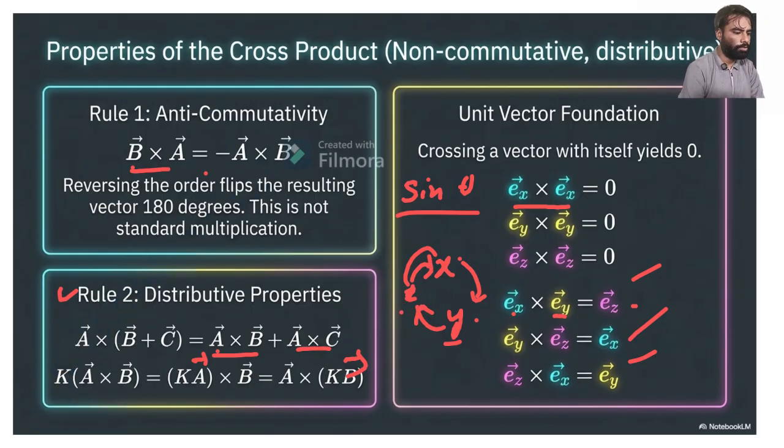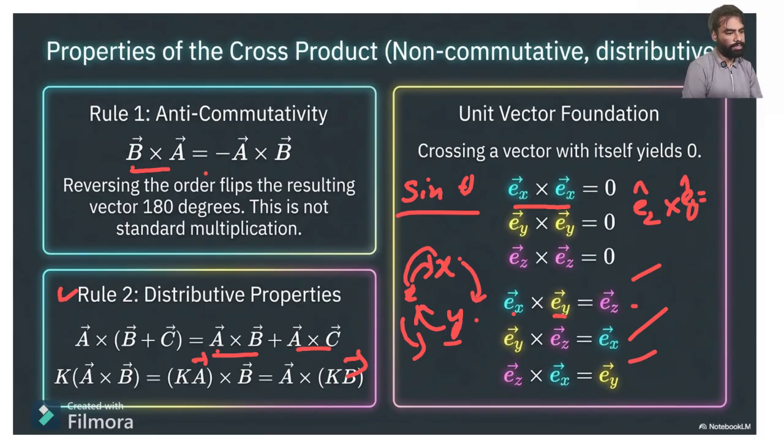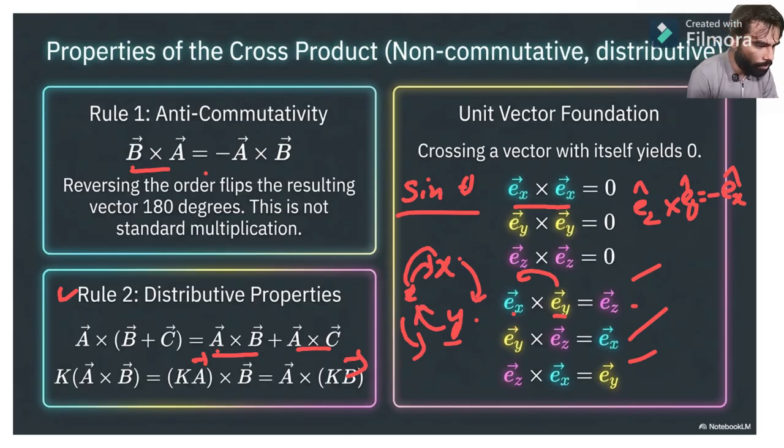But what if it is done in the reverse cycle, something like ez cross ey? If you reverse, the result will be 180 degrees opposite, so it will be minus ex. It is the same for all of these. If you change their positions, for example ey cross ex, it will be minus ez. ez cross ey will be minus ex, and ex cross ez will be minus ey.